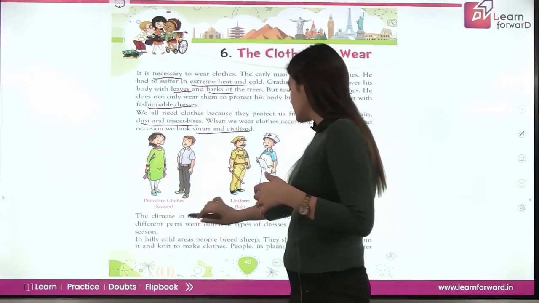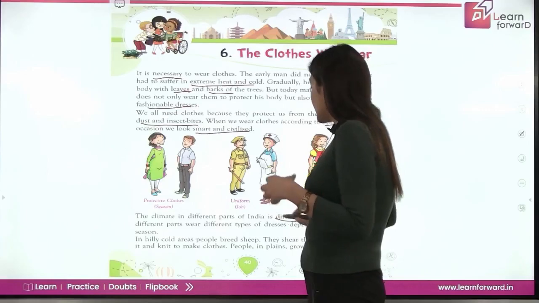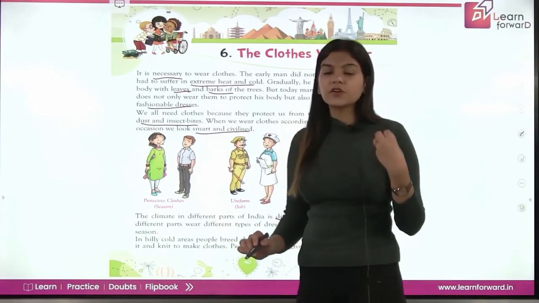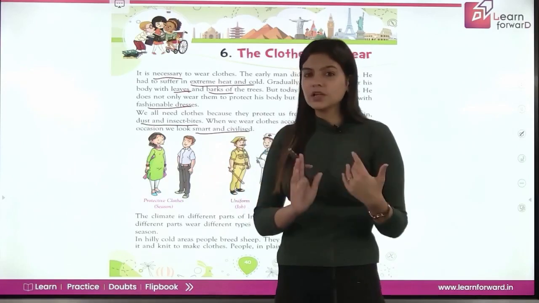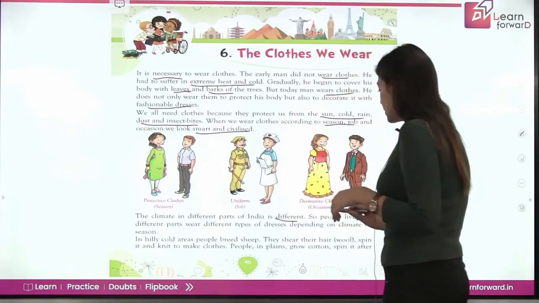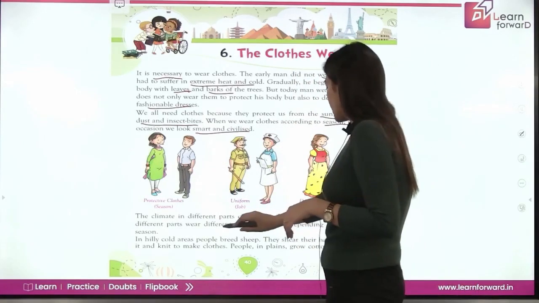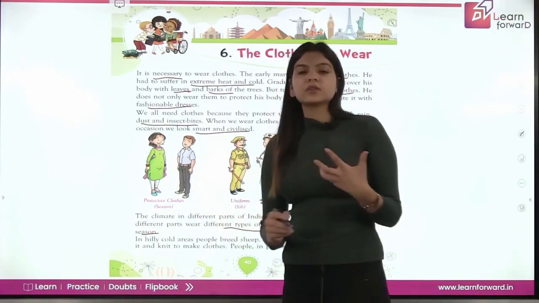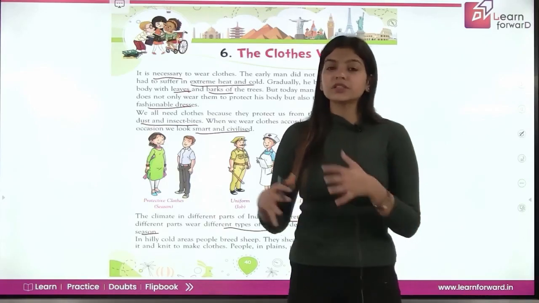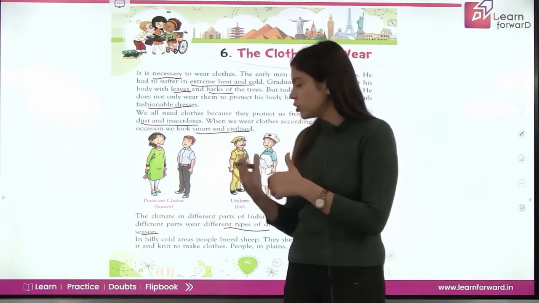The climate in different parts of India is different. इंडिया के हर पार्ट में, हर डिफरेंट प्लेस पे क्लाइमेट जो है अलग है. यू हैव सीन माउंटेन्स में ठंड होती है और प्लेन्स में गर्मी होती है. So people living in different parts wear different types of dresses depending on the climate or season. So कैसे ड्रेसअप करते हैं पर्टिकुलर किसी प्लेस के लोग, जैसा वहाँ पे सीजन चल रहा होता है उसके अकॉर्डिंग.